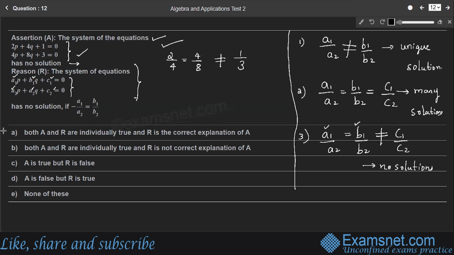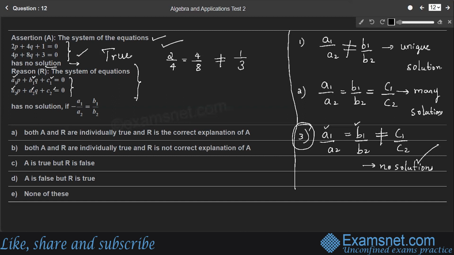When the ratio A1 by A2 is equal to B1 by B2, which is not equal to C1 by C2, there will be no solution for the given system of equations according to the third rule, right? Therefore, assertion A, which says it has no solution, is true according to the third rule.